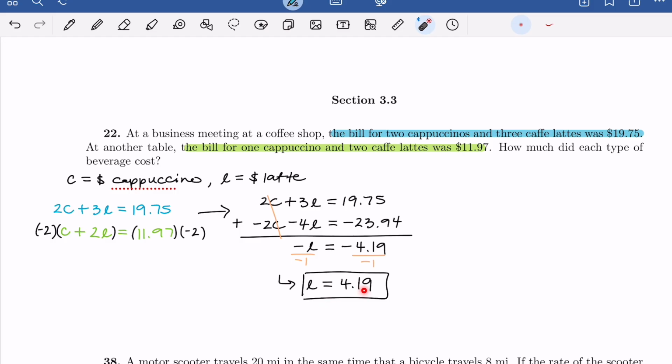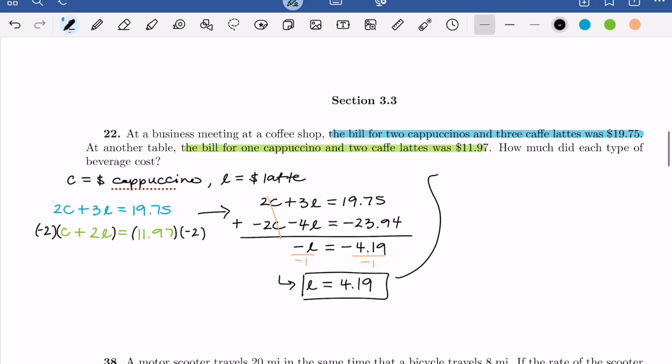Now, with this information, we can then find our other unknown value, the cost of the cappuccino. So we'll take this L and we can plug it into either one of these equations, because remember our solution needs to satisfy both equations in our system in order for it to be a solution. I'm going to choose to plug it into this second equation here. So we have C plus 2L, which gives us the 11.97. So we'll plug L directly into this equation.